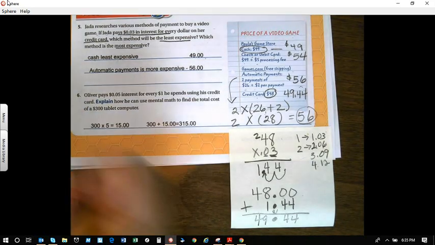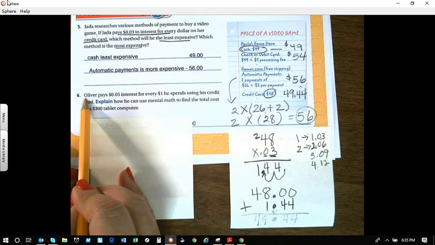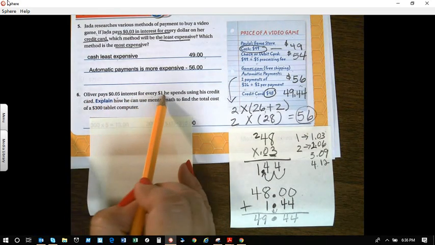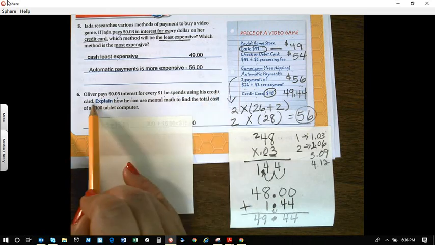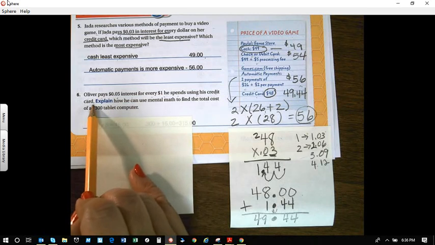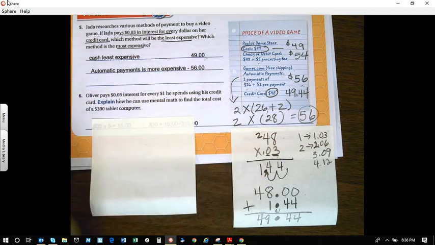All right, I know that you're looking at that one here, and that's okay. Let's look at number 6. Oliver pays 5 cents interest for every dollar he spends using his credit card. Okay, so for $1, it's $1.05. If he spends $2, that's $2.10. If he spends $3, that's $3.15. If he spends $4, that's $4.20. So we're skip counting by a nickel and adding that to every dollar.